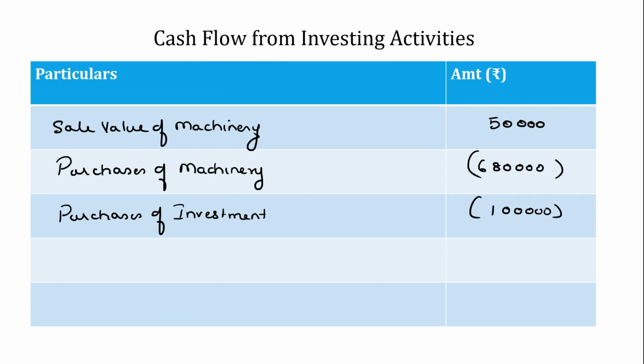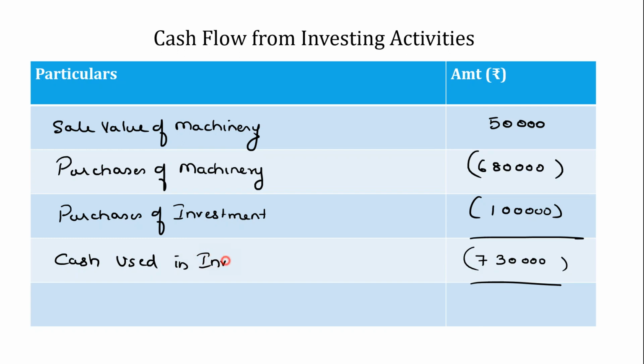So these are the only 3 items that we have. So we find that 7,80,000 was the outflow and inflow 50,000. So 7,80,000 minus 50,000 would be 7,30,000. It's an outflow. So that is nothing but cash used in investing activity. So during the year, this particular business has used 7,30,000 towards investing activity.